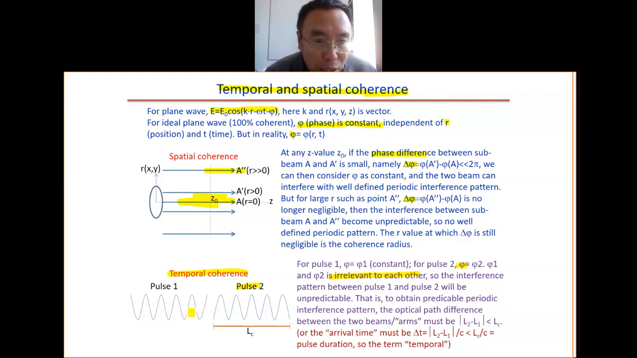For this particular case, it looks like the phi for pulse 1 and the phi for pulse 2 differ by maybe pi. But normally this should be a random number. So as a result, we cannot interfere between pulse 1 and pulse 2. We should interfere within pulse 1, or within pulse 2. But that means the optical path difference, L2 minus L1, should be smaller than LC.